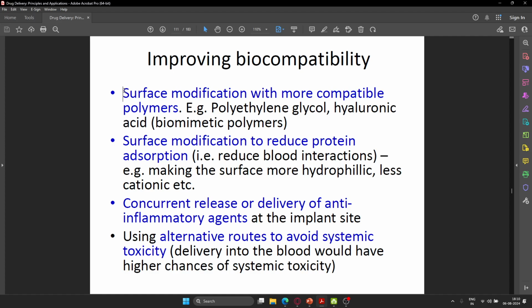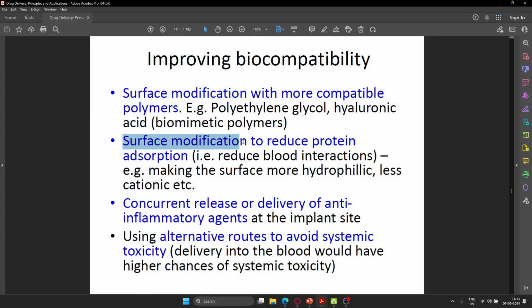So there are three or four major ways through which you can do this. Although several new techniques are coming up, you can do surface modification with compatible polymers. For example, you can coat your biopolymer with PEG, polyethylene glycol. Basically, it prevents interaction of proteins and other cells with your polymer, right? So you can have surface coatings that prevent interactions of your body with the biomaterial that you're implanting.